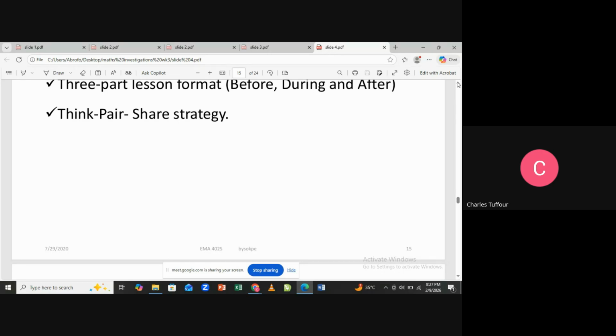Then we also have think-pair-ink-share. Have you heard it before? Think-pair-ink-share. Yes, sir. Okay, then explain that one for me.